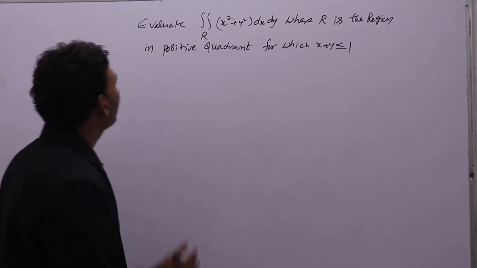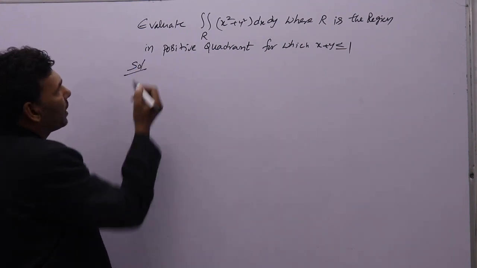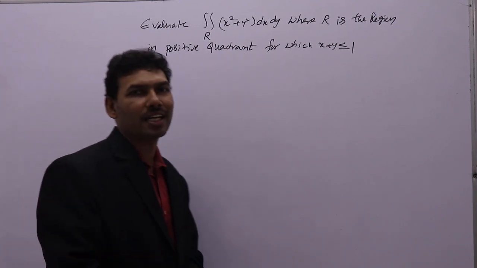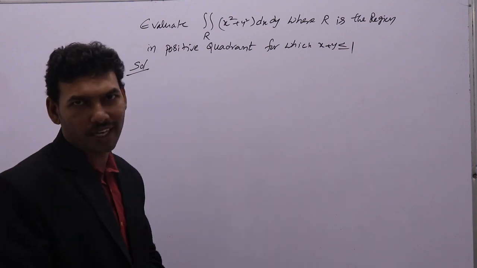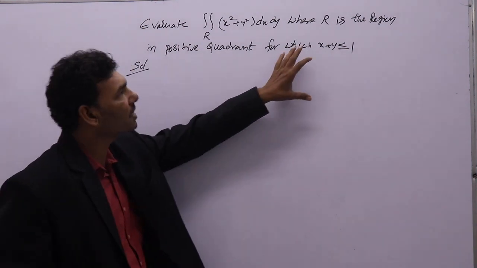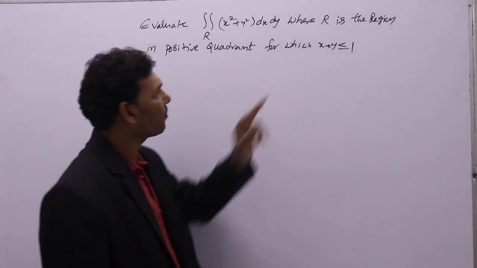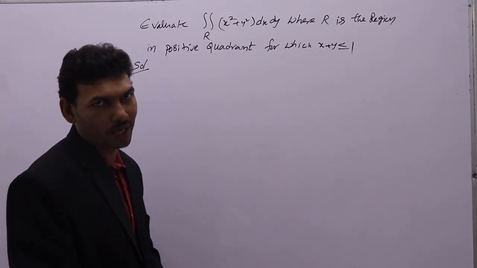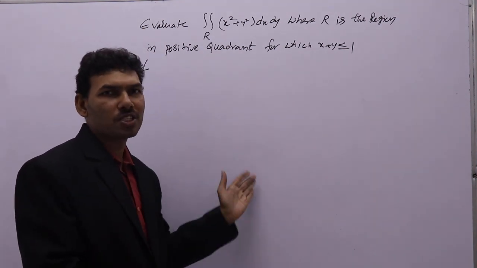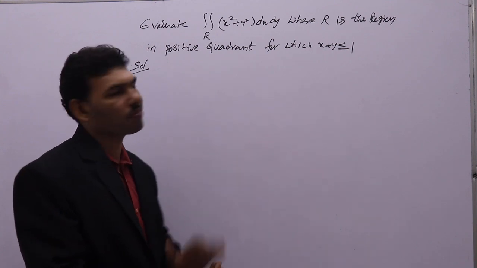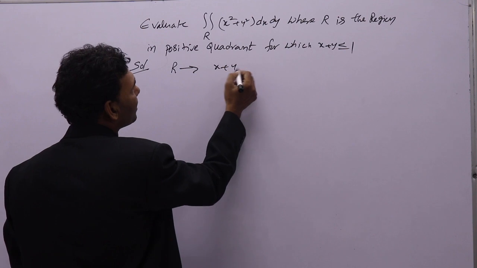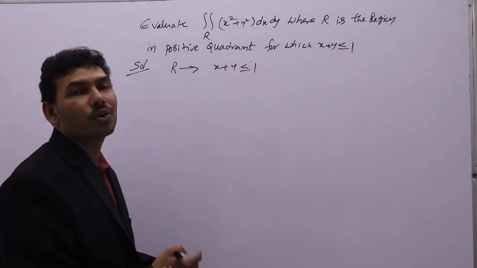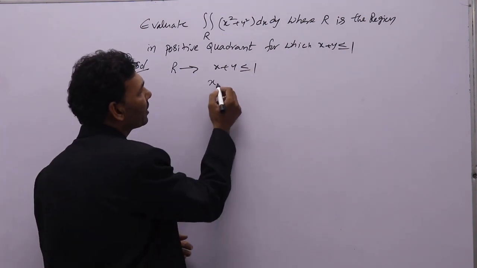So now we need to evaluate this double integral, but the region of integration is not given directly like previous problems. The x limits and y limits are not given directly. But the region of integration is the first quadrant for which x plus y is less than or equal to 1. First quadrant means from 0 to 1 or 0 to something. So here the region of integration R, we can take it as x plus y less than or equal to 1. To get limits, I am equating this to 1.